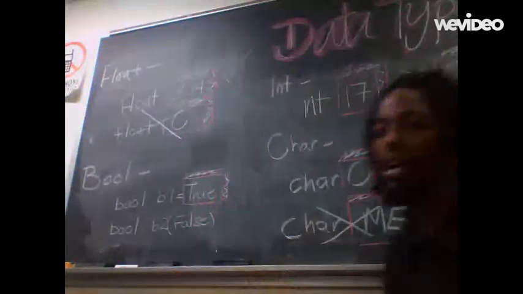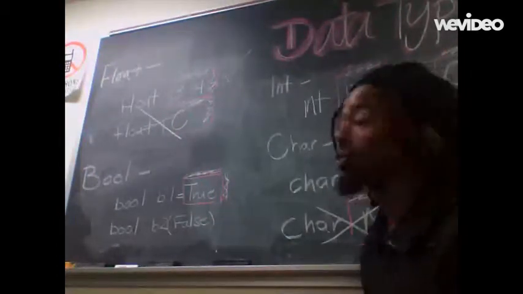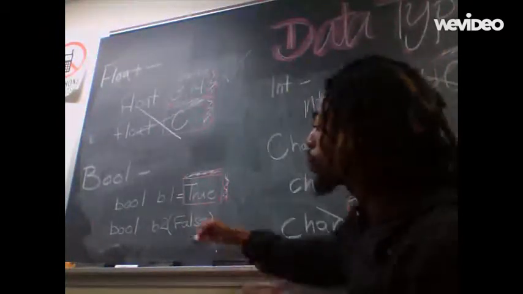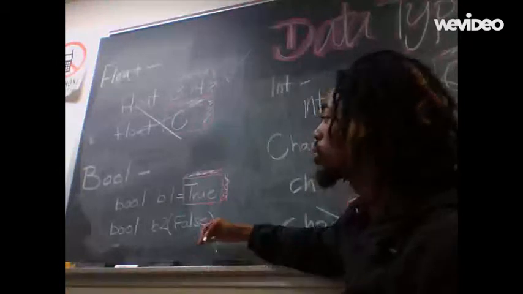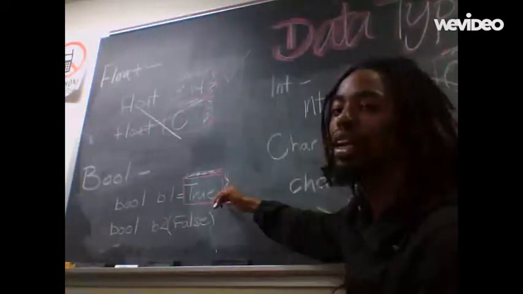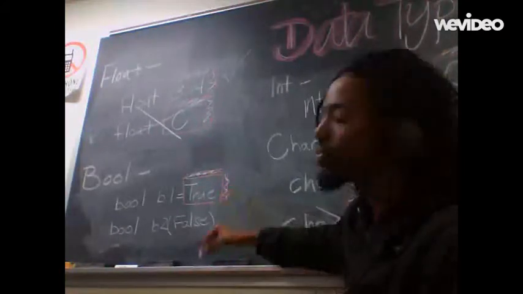Now with bool, I'll just show you basically how that works. Bool, you basically want to have two variables. You want to set one equal to true, and the next one equal to false. So B1 is equal to true. So if they put in anything other than B1, it will equal.